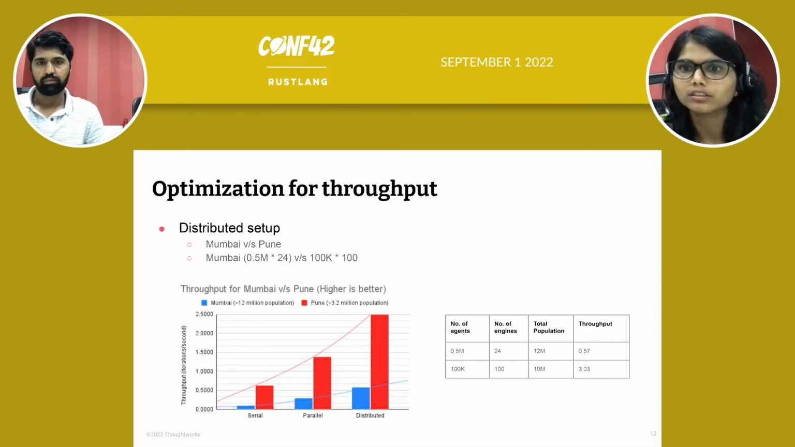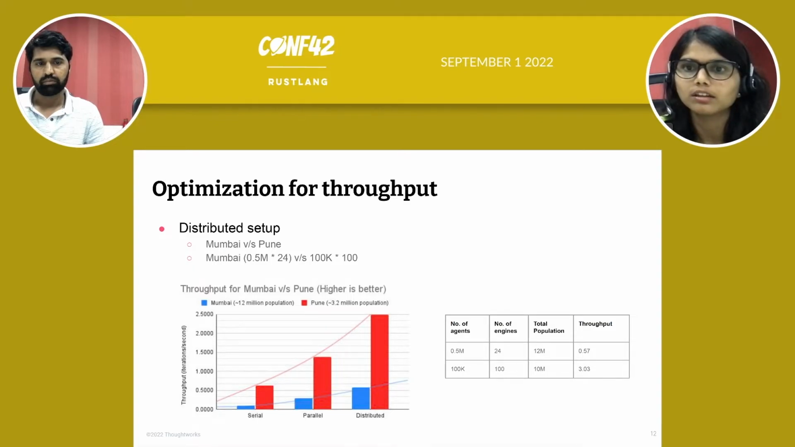So as you see in the first graph, we can see the numbers for Mumbai and Pune against the serial, parallel and distributed setups. For Mumbai or Pune, it starts with the serial implementation. When we move to parallel, the throughput has increased to almost twice, and again if we go to the distributed mode, it's again twice the parallel implementation. Now that is one way of scaling out.